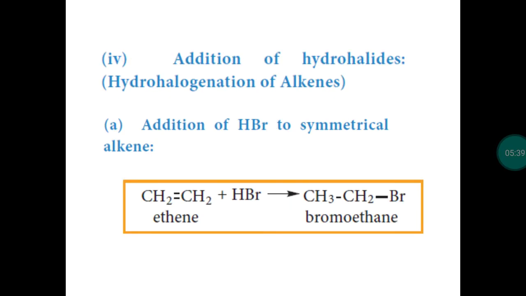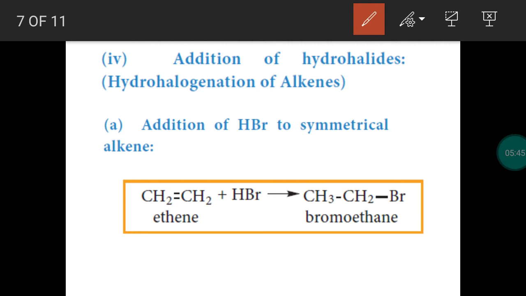Next, addition of hydrogen halide. This is also an addition reaction. We add hydrogen halide with symmetrical alkene. Symmetrical alkene means in the structural arrangement, the atoms or groups are arranged in a symmetrical manner on both sides. You take a double bond. On both sides of a double bond, we have a symmetrical arrangement of atoms or groups. So the alkene is called a symmetrical alkene. With the symmetrical alkene, we are going to add hydrogen halide. We can take HBr or HCl and so on.